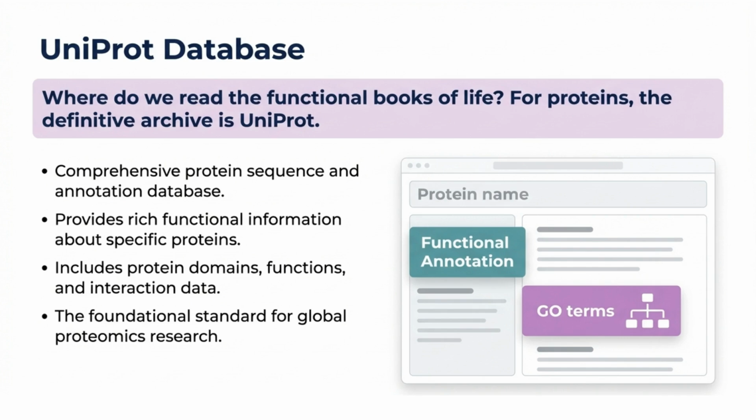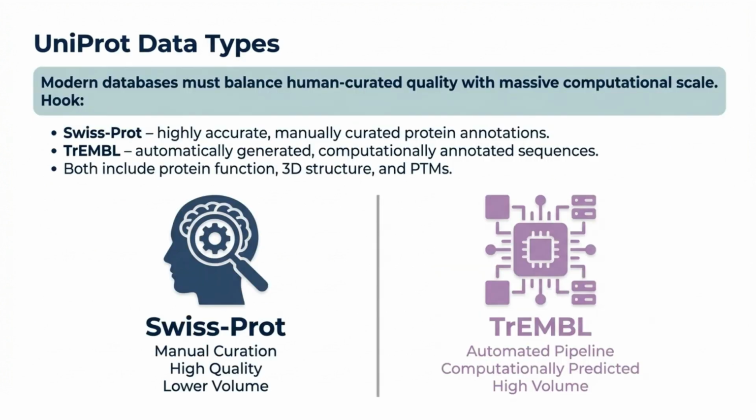But it is also important to understand that not all UniProt entries are curated in the same way. UniProt contains two major types of entries, and the difference between them is very important. The first is Swiss-Prot. These entries are manually curated by experts. They are highly reliable and usually supported by literature and detailed review. The second is TrEMBL. These entries are generated through automated annotation pipelines.